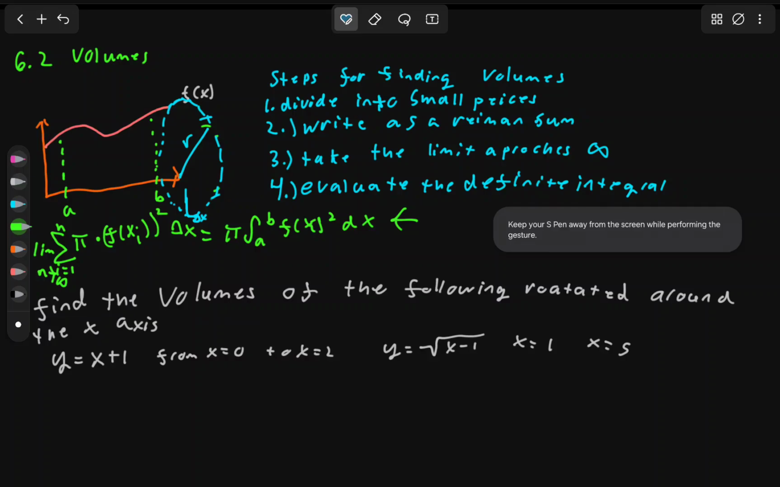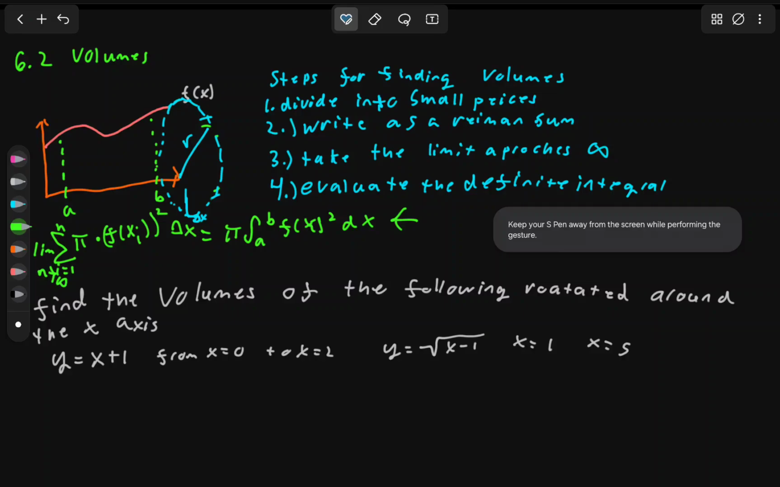So what I've really said here, for the steps, is divide it into small pieces. We want to take small little slices of the area. Then we want to write it as a Riemann sum. Then take the limit as n approaches infinity. And this is going to make the area exact, or make it into a definite integral. And then evaluate.